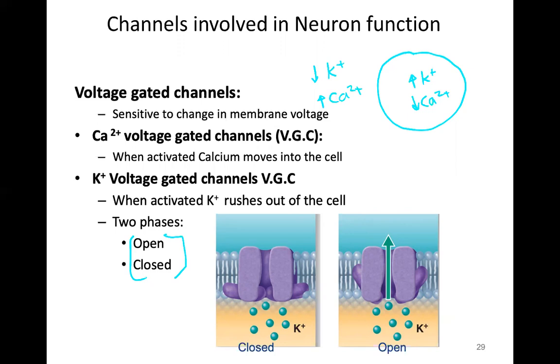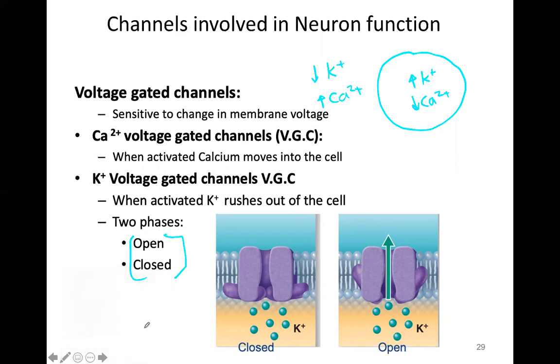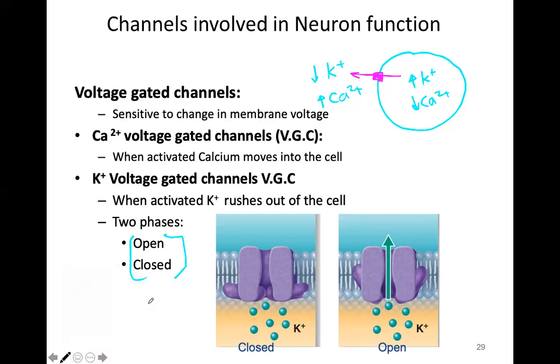When your potassium voltage gated channels are open, they are going to allow the potassium to move from inside to outside, again, from high concentration to low concentration. On the other hand, when we're talking about your calcium, the calcium is going to move from outside into the cell. So the direction is opposite.